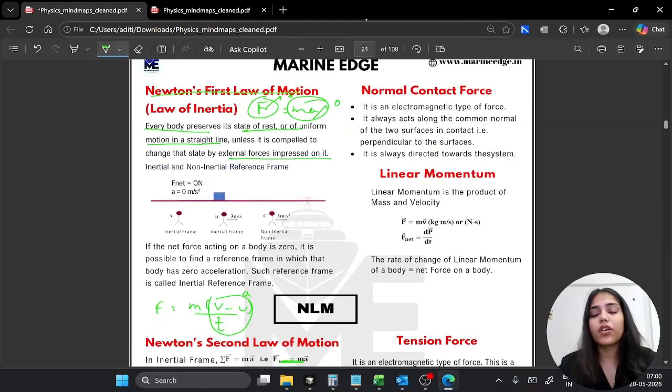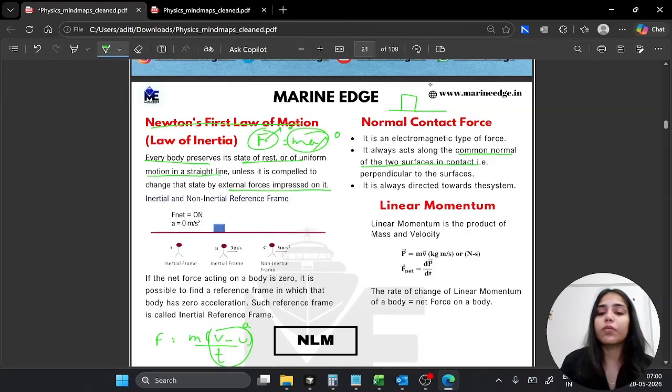Now, this contact force arises because there's an electromagnetic interaction between molecules of one surface with the other, like of this object and the surface. Because of those atoms or electrons colliding with each other, we have a contact force. It always acts along the common normal of the two surfaces. So among these two surfaces, this contact force acts perpendicular to the two surfaces, and it is always directed towards the system.